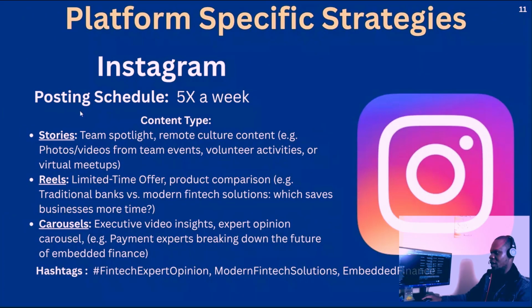For Instagram, for instance, we had a posting schedule of 5 times a week, and the content types will include stories, reels, and carousels. These will vary depending on what is trending at the moment and what we want to communicate at that time. For stories, we can use team spotlight and remote culture content, such as photos or videos of team events, volunteer activities or virtual meetups. Just share stories about what's going on in the company and team, and make the target audience relate with the company that they are already building a relationship with.